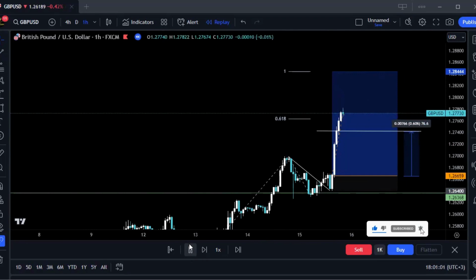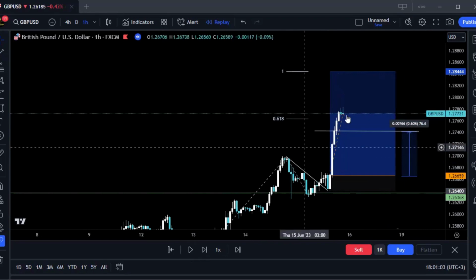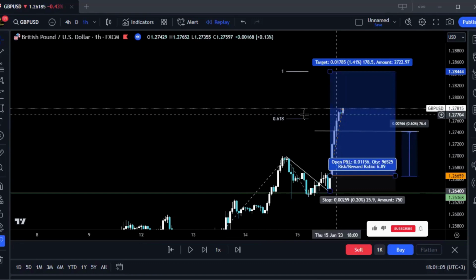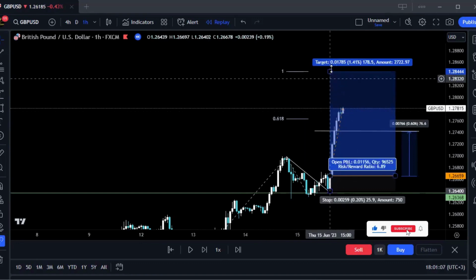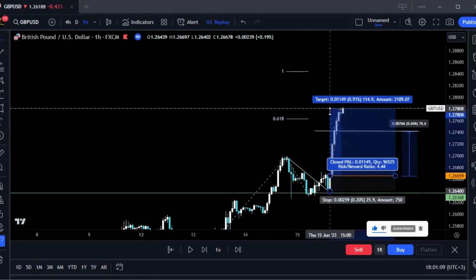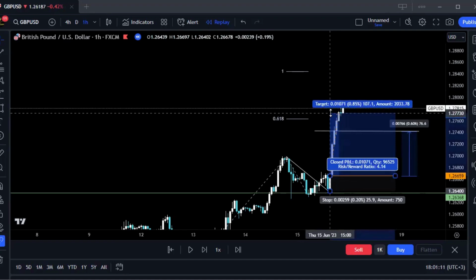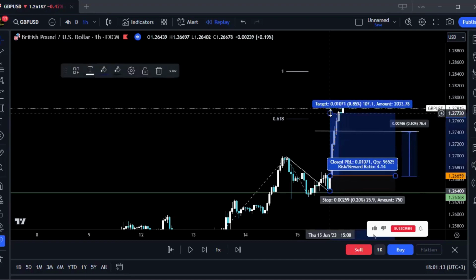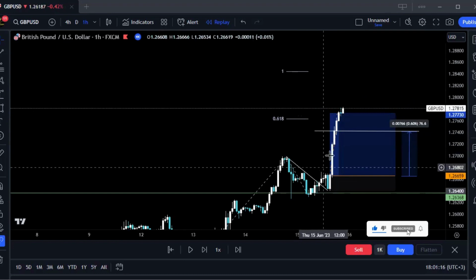Okay, the prices are still pushing. Okay, so once prices just gave me that doji, I would have been out. I wouldn't care. I would have closed my beautiful 1:4. I'm out. It would have given me a 1:4.